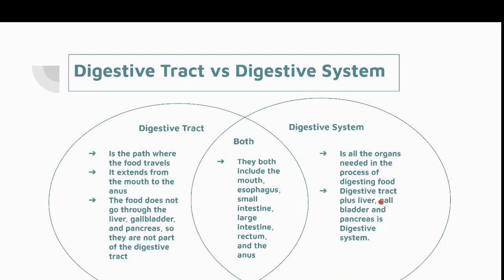What is the difference between the digestive tract and the digestive system? The digestive tract is the path where the food travels. The digestive system is all the organs needed in the process of digesting food. The difference between them both is that the digestive tract does not include the liver, the gallbladder, and the pancreas, even though the liver, the gallbladder, and the pancreas are all part of the digestive system.